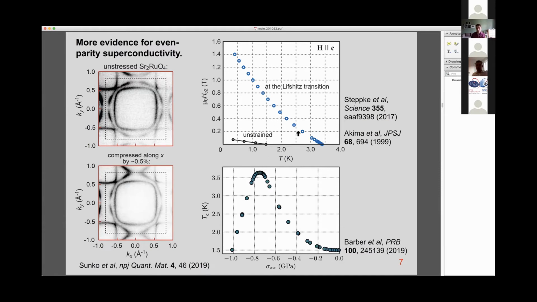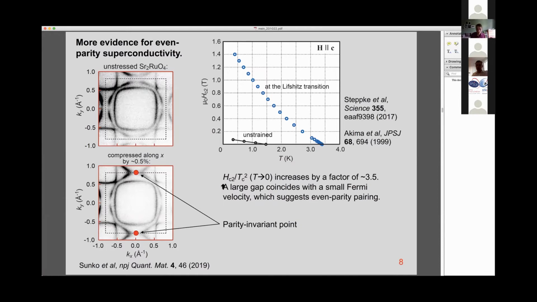So in this graph at the top, here is Hc2 versus temperature at the Lifshitz transition, in other words, at this point here, and then this is the curve for unstrained strontium ruthenate. So the zero temperature enhancement from here to here is a factor of more than 20. The more pertinent quantity is Hc2 divided by Tc squared. If all we did was somehow scale the gap magnitude, this quantity should remain constant. Instead, in the zero temperature limit, it increases by a factor of about 3.5.